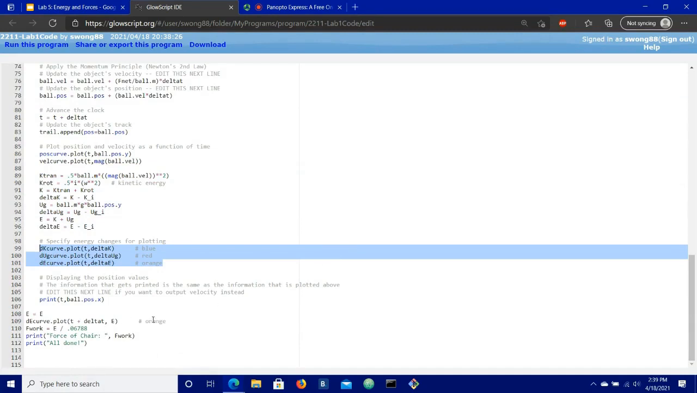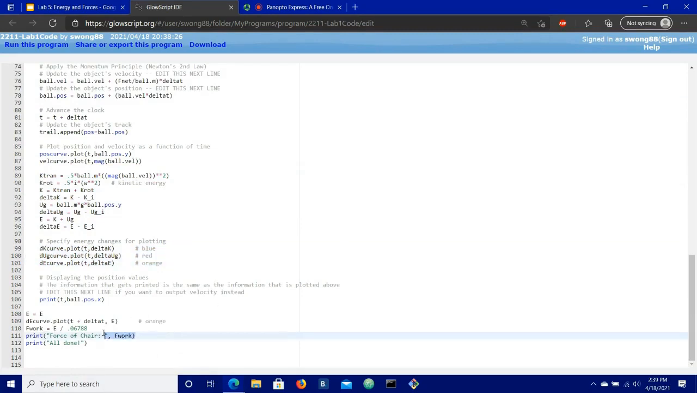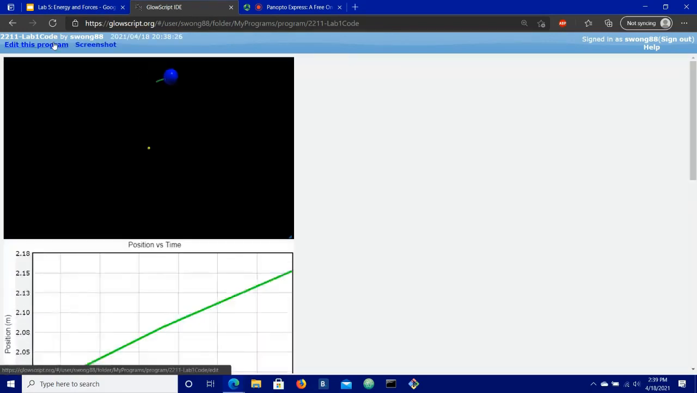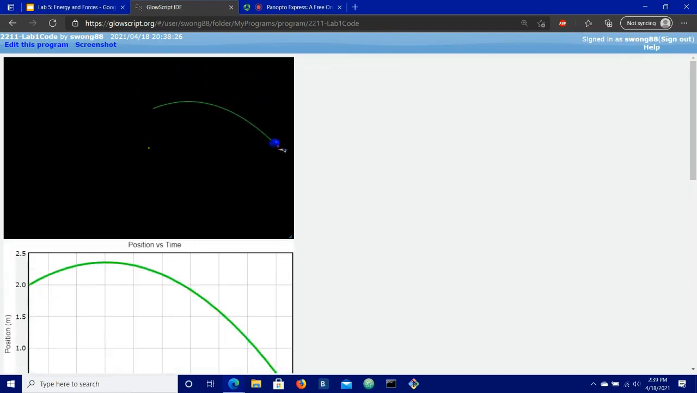And at the end of the simulation, it'll actually print out its force for the chair by dividing the total energy by the distance of compression that we saw in the video. So when we run this program, we'll find that the ball actually travels in a very similar flight path as the observed video that we had.